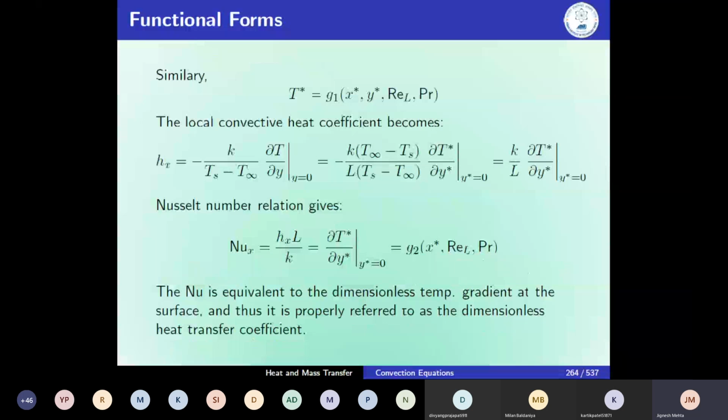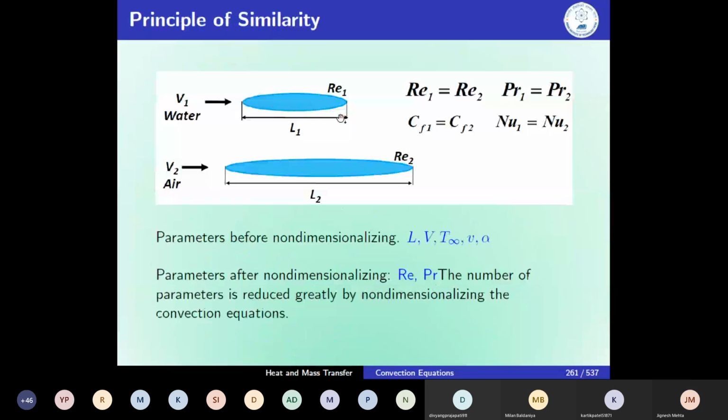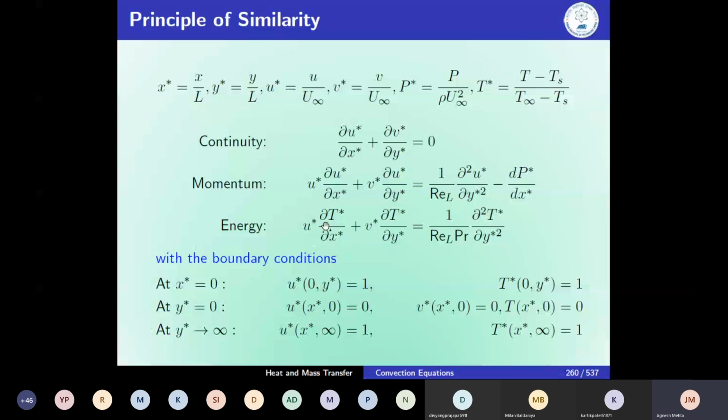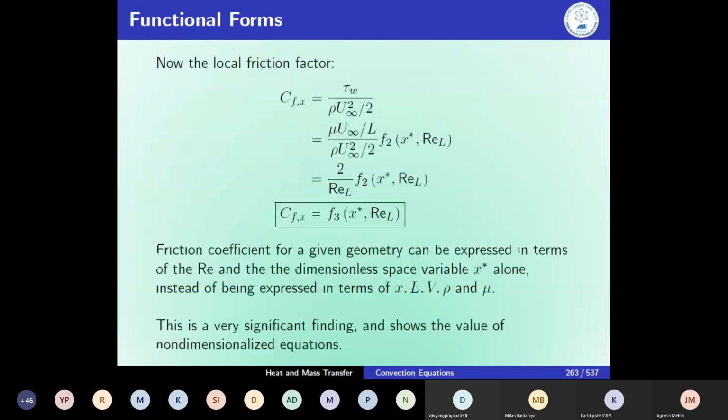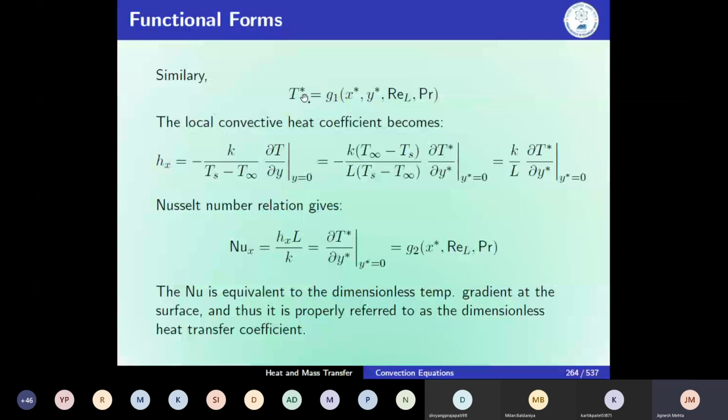Now similarly, a similar exercise can be done for the energy equation. From the energy equation you can tell that T star is a function of the variables. Now you are interested in T star, the temperature profile throughout the boundary layer, or you may be interested in dT by dy, the gradient at the surface. From that equation, one can tell that this T star must be a function of X star, Y star, Reynolds number, and Prandtl number.